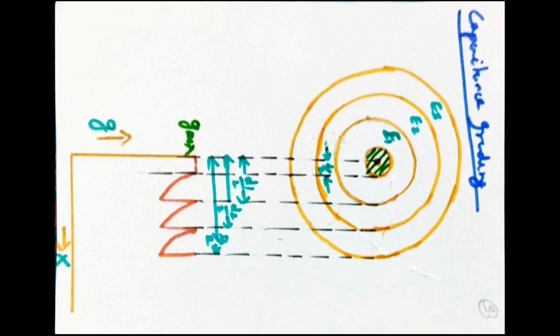The capacitance grading diagram is shown in the figure and in the notes. There are small diameters d by 2, d1 by 2 and d2 by 2, and a large diameter capital D by 2. G maximum is obtained from the waveform. G is on the y-axis.